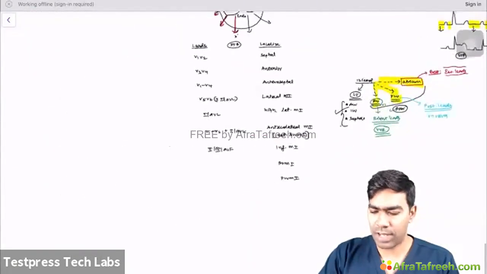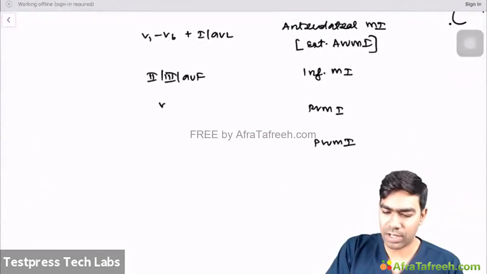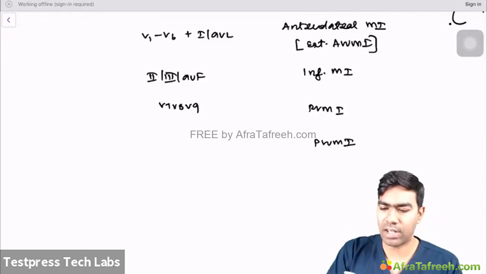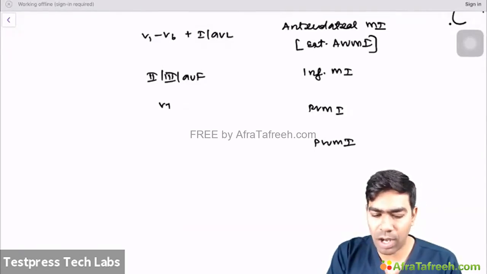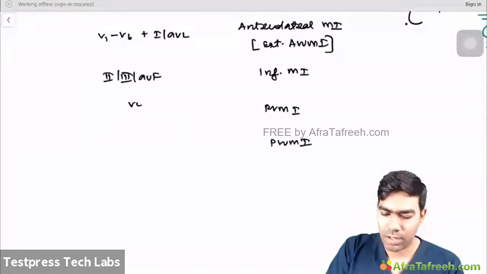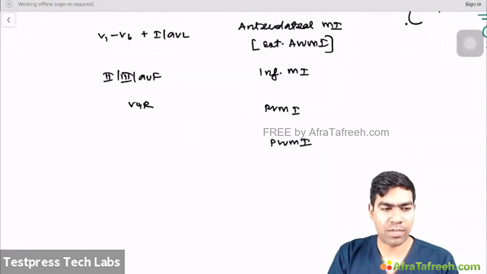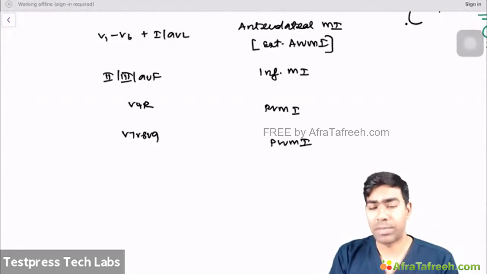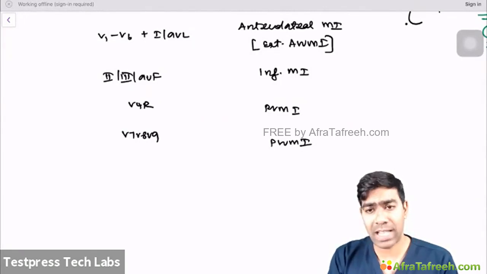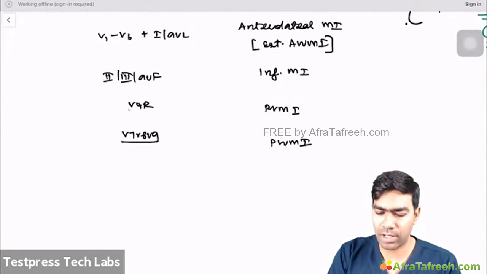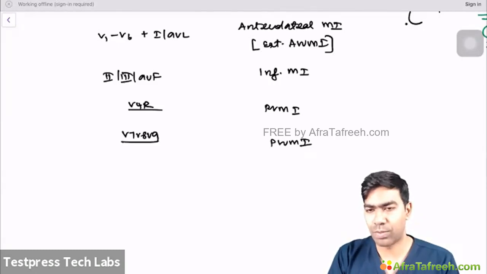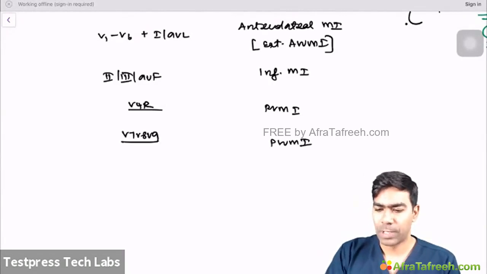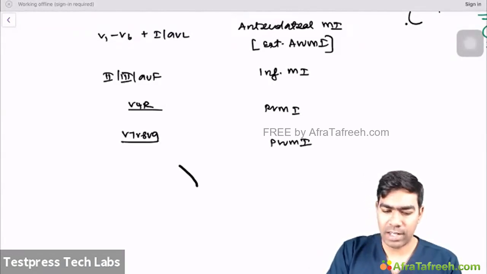So if I see ST elevation in V4R, that will be suggestive of right ventricular MI. If I see ST elevation in V7, V8 and V9, that will be suggestive of a posterior wall MI. As simple as that. So this is the posterior lead, and this is the right-sided lead. That's going to be the gold standard for detecting right ventricular MI and posterior wall MI. So accordingly, I can tell the culprit lesion also.